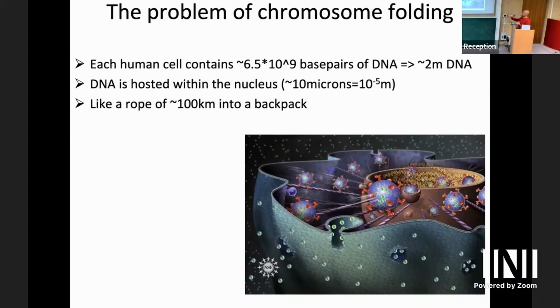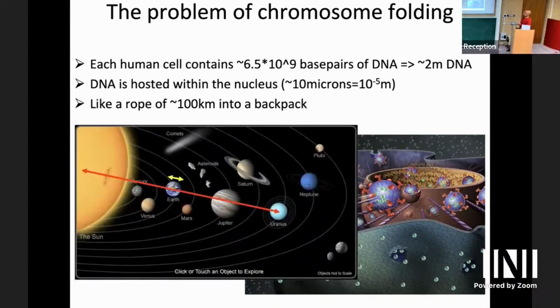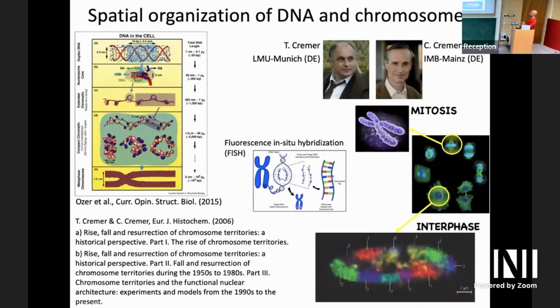This is partitioned into some number of chromosomes, like 46 for humans, but this is not very important. The most important thing is that all this DNA is hosted inside the nucleus, which is very small compared to this whole amount of 2 meters, about 10 microns. So it's very tight, which is like having 100 kilometers of rope inside a backpack. This is sort of an astronomical analogy. It's like the distance between the center of the sun and Uranus compared to the diameter of Earth, approximately. So it's a very large gap in scale, and this poses a big problem in how chromosomes are organized.